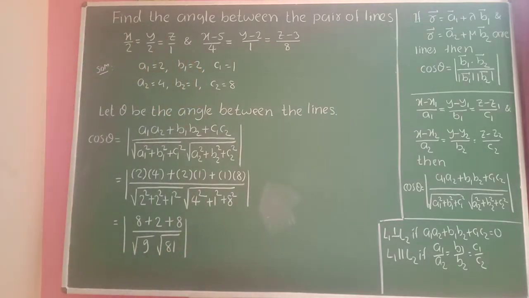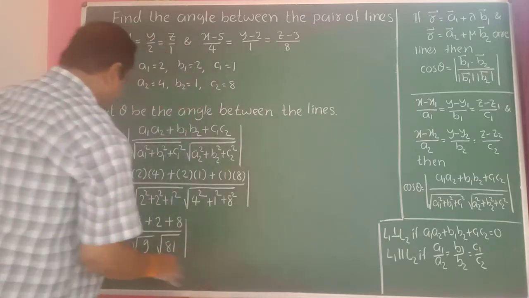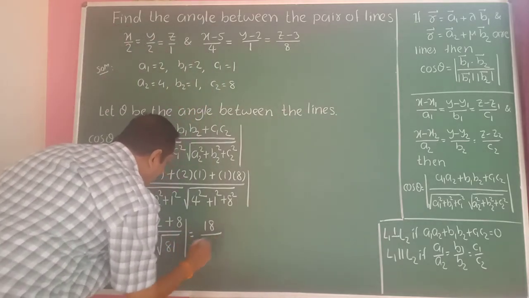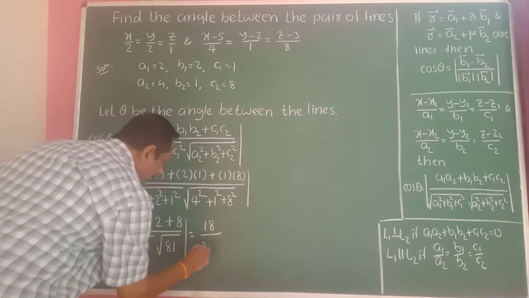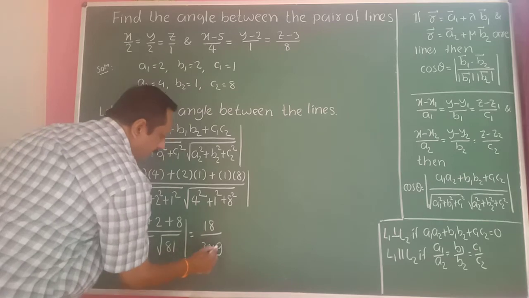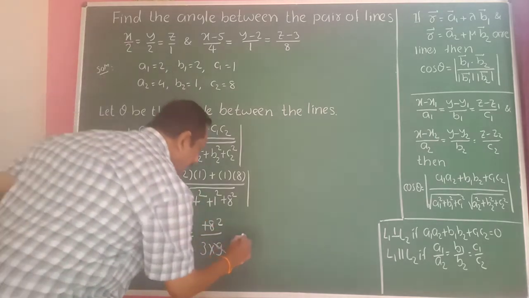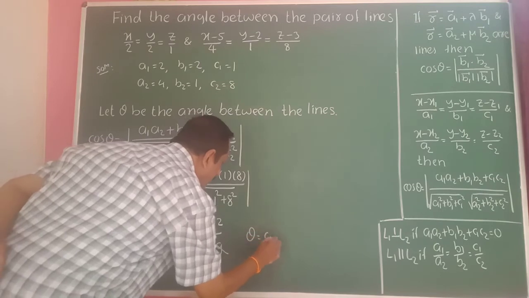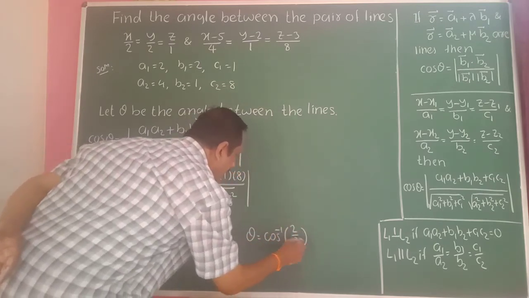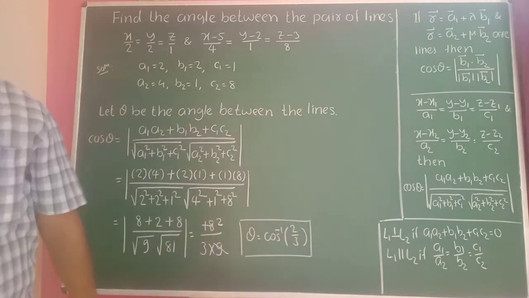Then in the numerator, 8 plus 2 is 10, 10 plus 8 becomes 18 here. So 18 divided by square root of 9, which is 3. Square root of 81 is 9 here. 9 ones are 9, 9 twos are 18, so it cancels here. Hence theta is equal to cos inverse of 2 divided by 3. This is the angle between the two lines.